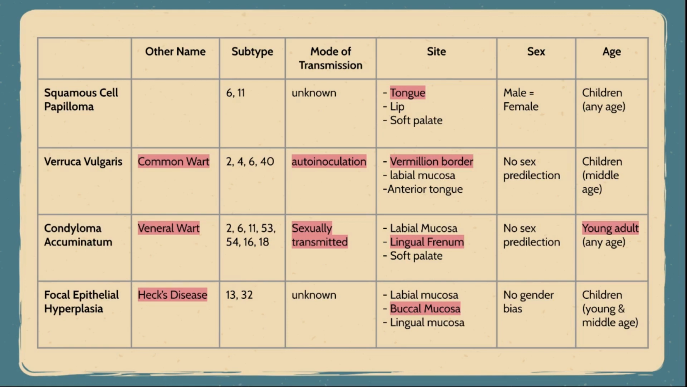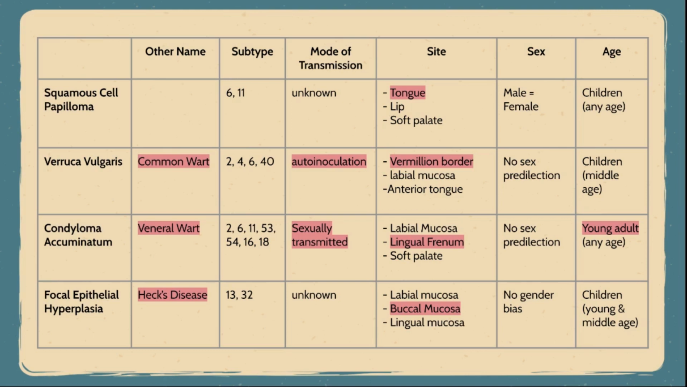The second neoplasm caused by HPV is verruca vulgaris, also known as common wart. It is caused by a group of HPV subtypes 2, 3, 6, and 40 and transmitted through autoinoculation. This verruca vulgaris commonly happens at the vermilion border, labial mucosa, and anterior tongue among children, especially in the middle age. The third one is condyloma acuminatum, also known as venereal wart.